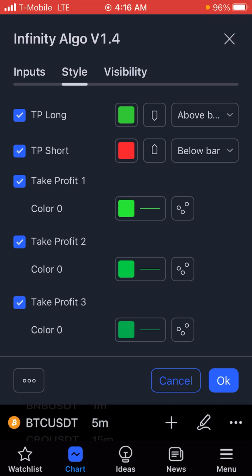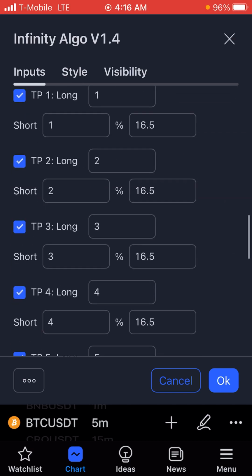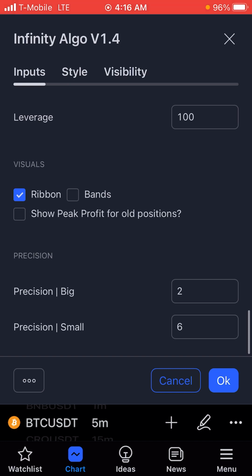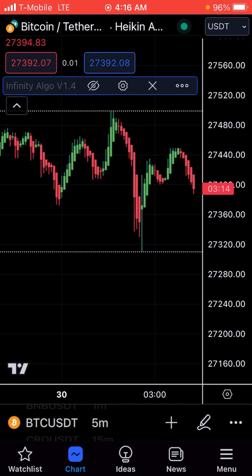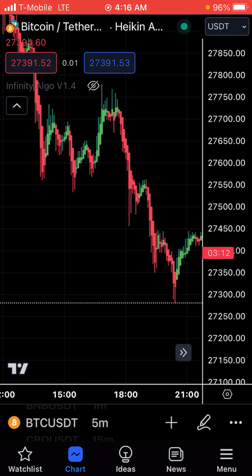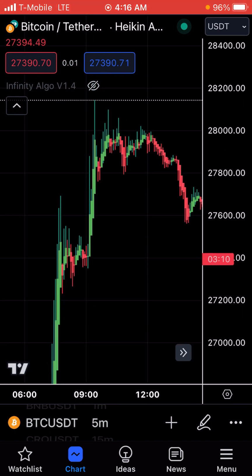Now if you go here to inputs, you'll see an option down here for visuals. You'll see bands and ribbon. Today, if you check off the ribbon, it'll just look like this. You'll get your buy and sell signals, if it shows up. I don't think I have it turned on. But you have your buy and sell signals.